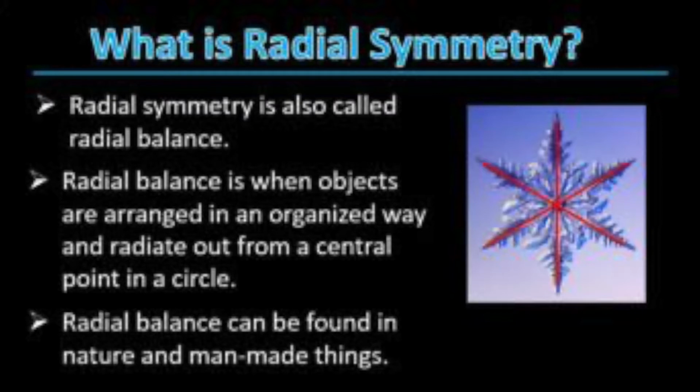One way to check and make sure that something has radial symmetry is to pretend that it is a pie. Could you cut a wedge of pie out of the object and still have the same pieces of pie left?